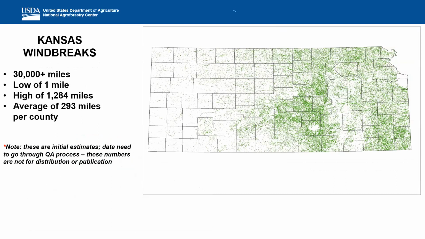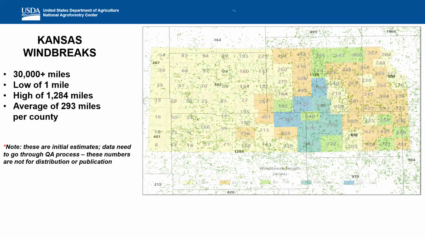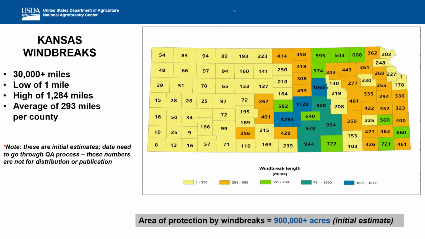So based on some initial results, using our shape-based methods to quantify windbreaks only, this map shows just the windbreaks in Kansas. These are some early estimates, and they definitely need some more QA, but they show about 30,000 linear miles of windbreaks for Kansas in 2015. This is what that looks like, zoomed in a little bit. And here's a map showing windbreak length by county.